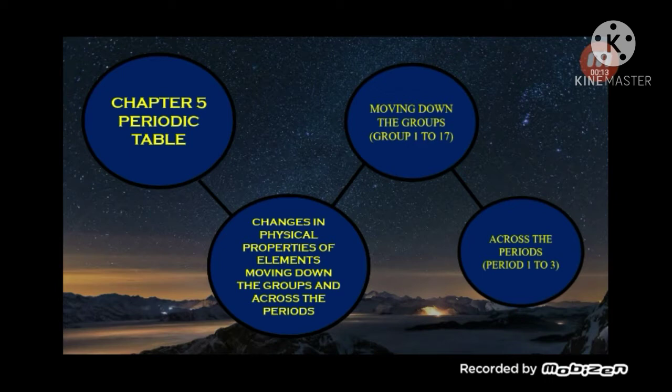So for this video, I'm going to present the topic that I chose, which is from chapter 5, periodic table. The topic is changes in physical properties of elements moving down the groups and across the periods. There are two things: moving down the group, which is group 1 to 17, and across the periods, which is from period 1 to 3. So let us look at moving down the groups first.